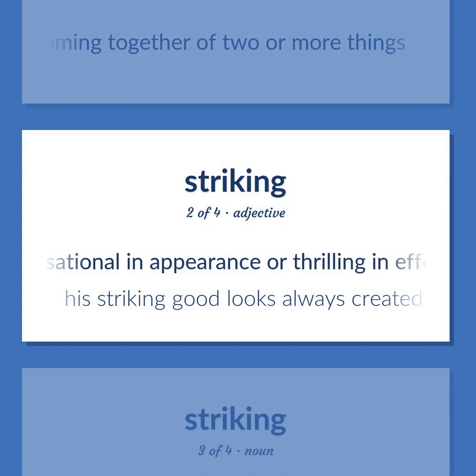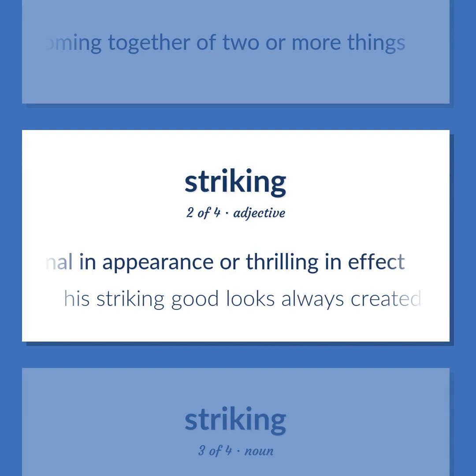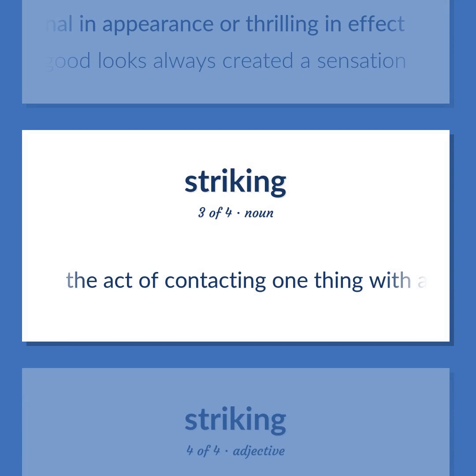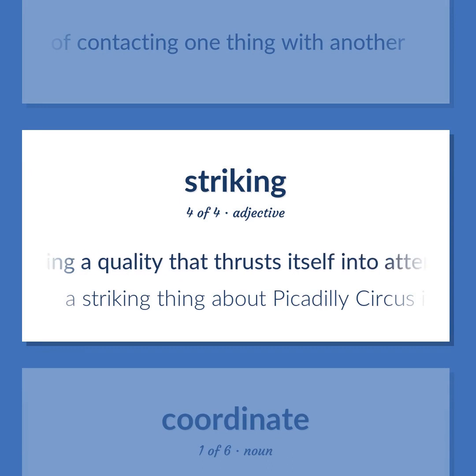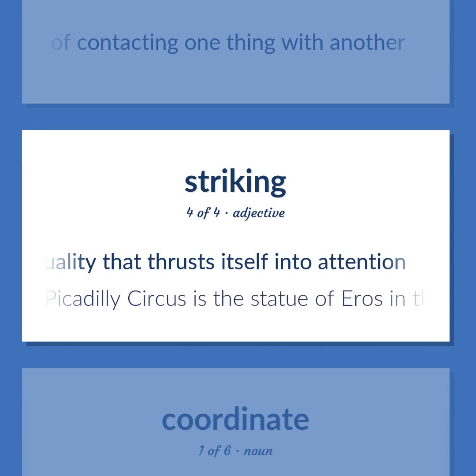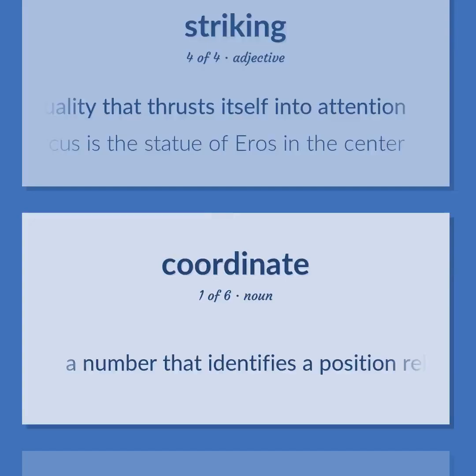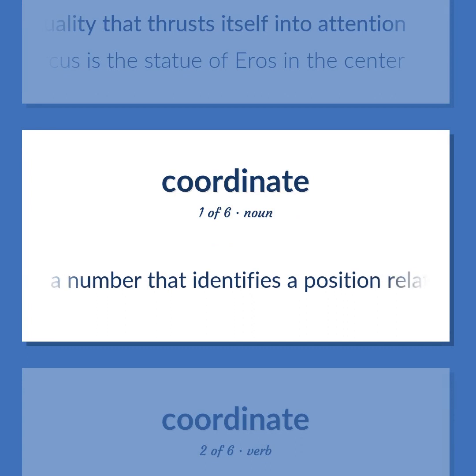Sensational in appearance or thrilling in effect. His striking good looks always created a sensation. The act of contacting one thing with another. Having a quality that thrusts itself into attention. A striking thing about Piccadilly Circus is the statue of Eros in the center. A number that identifies a position relative to an axis.